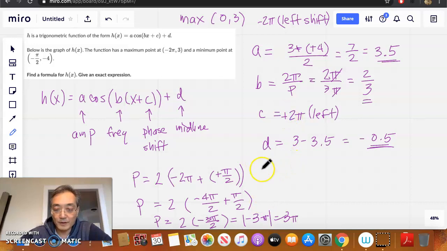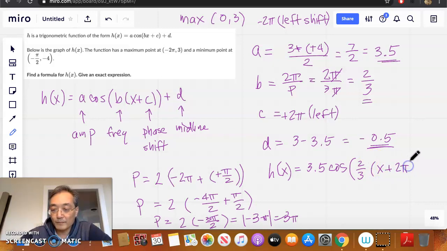So let's write our function. So h of x, final, h of x is equal to 3.5. What is it, cosine? Yep. Cosine. And again, parentheses, write the b, 2/3. Write another set of parentheses. We've got x, we're going to the left, so it's plus 2 pi. Close up the double parentheses. And then finally the d, it's minus 0.5. I believe that should be our function.